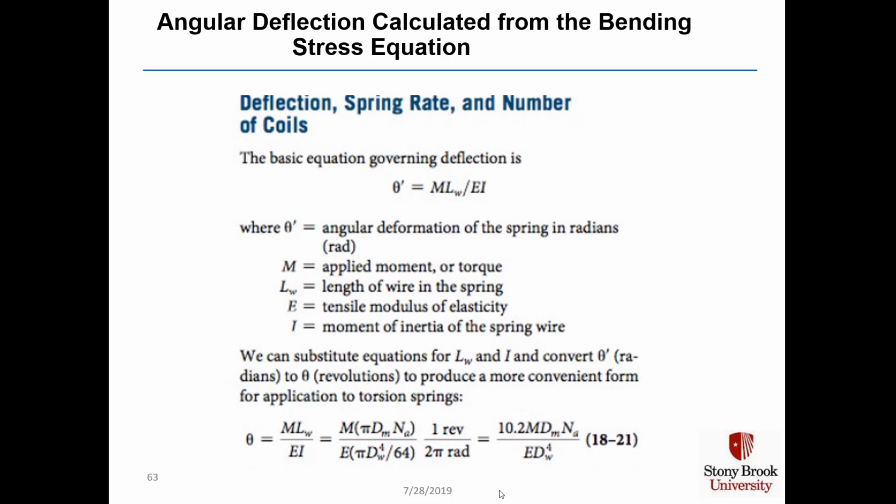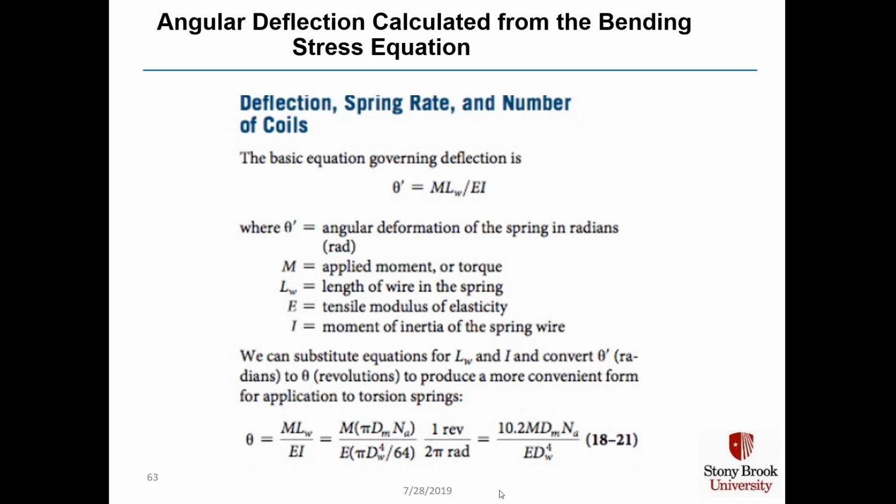The angular deflection is calculated from the bending stress equation. The basic equation for the angular deflection is theta prime equals M times L sub w divided by EI, where theta prime is the angular deformation of the spring in radians, M is the applied moment or applied torque, L sub w is the length of the wire in the spring, E is the tensile modulus of elasticity, and I is the moment of inertia of the spring wire.